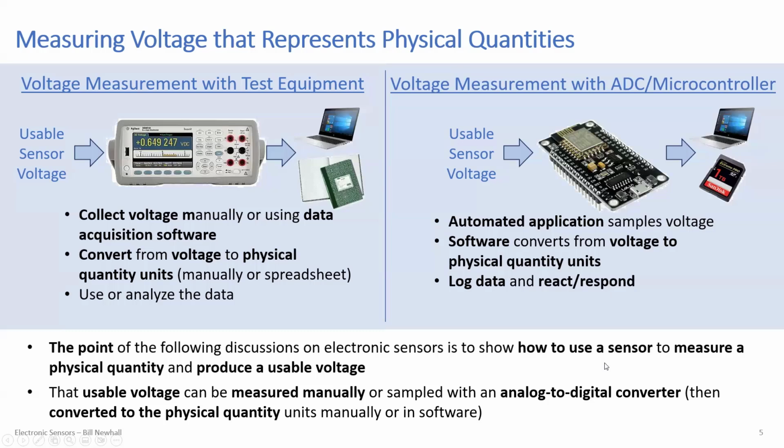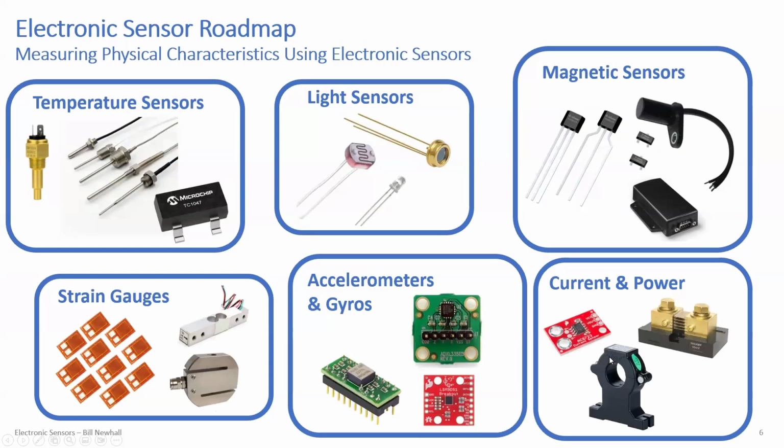Okay, so let's go lower level into those sensors. So here's the roadmap of sensors we're going to cover. We're going to talk about temperature sensors and different types, when they would be used. We're going to talk about light sensors, again, different types, and magnetic sensors, how they work and where you might use those. We'll talk about strain gauges. Those are probably of most interest here to mechanical engineers. We're going to talk about accelerometers and gyros, and then current and power.